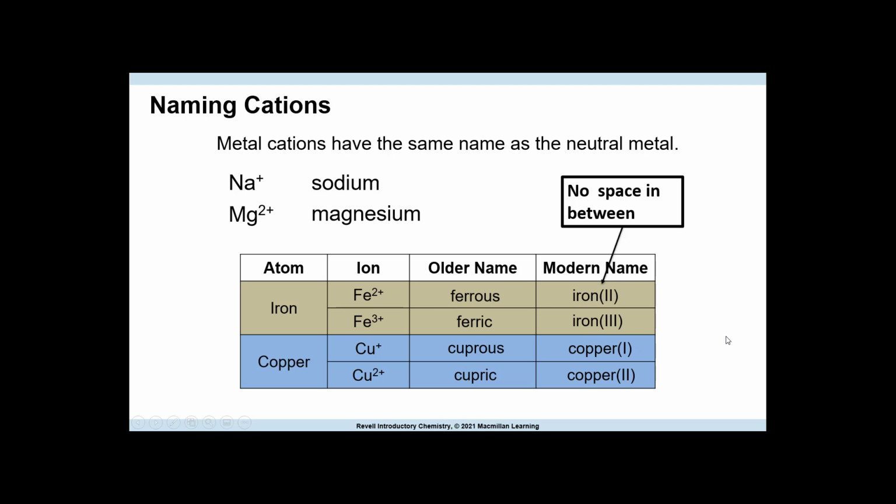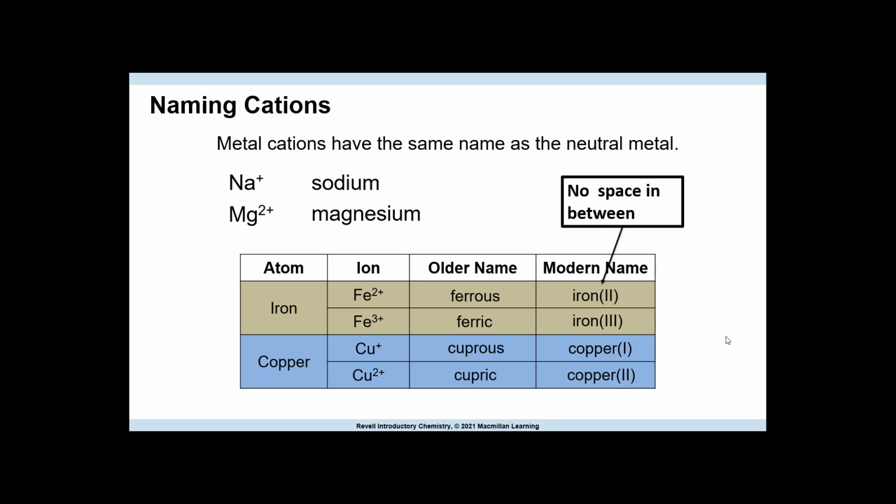So, metal naming cations. In general, metal cations are given the same name as neutral metals. So we have to learn how to name them now. Examples: the cation produced from sodium metal is called the sodium ion. The cation produced from magnesium is called magnesium ion.